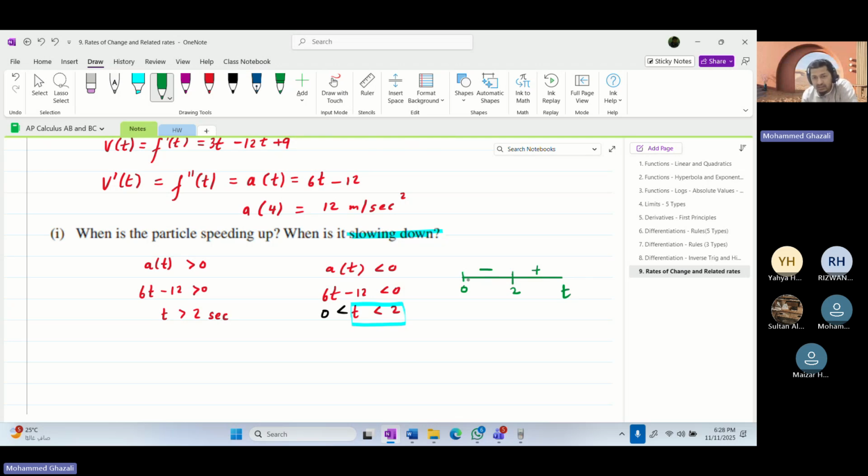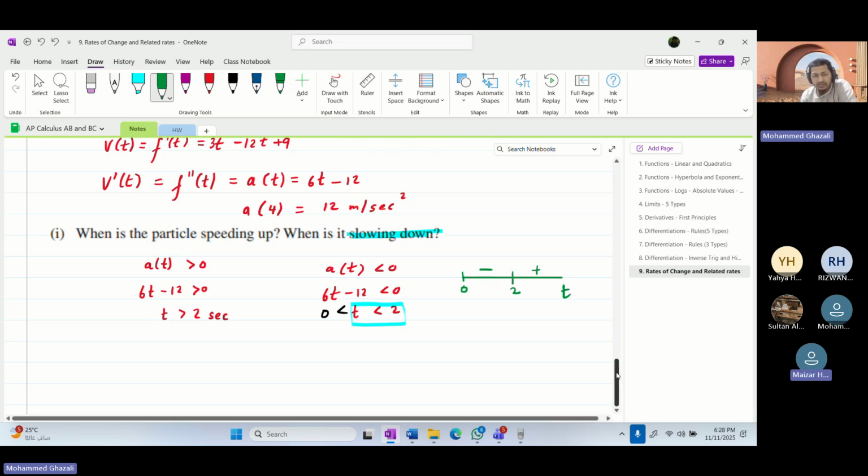So between 0 and 2, the particle is decelerating, and after 2 seconds, the particle is accelerating. In other words, there was a change in acceleration at just that 2, and it is significant because of the acceleration. Okay, I want to do one more cost function.